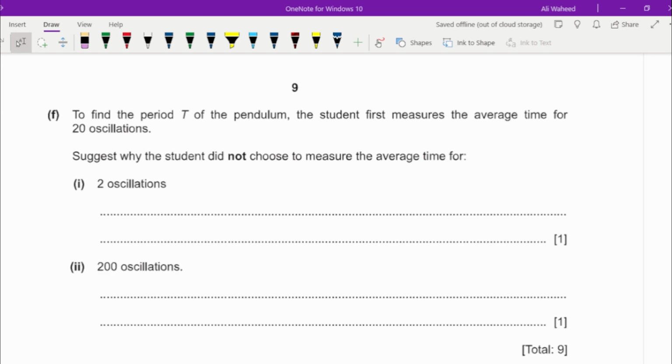So the reason is the same. For what reason you are not going to measure the time of 1 oscillation, the same is the reason for not measuring the time for 2 oscillations or any small number of oscillations. And that is, in that case, the chances of you being subjected to the human reaction time error are very significant. So the human reaction time error is significant if you choose to measure the time period of only 2 oscillations.